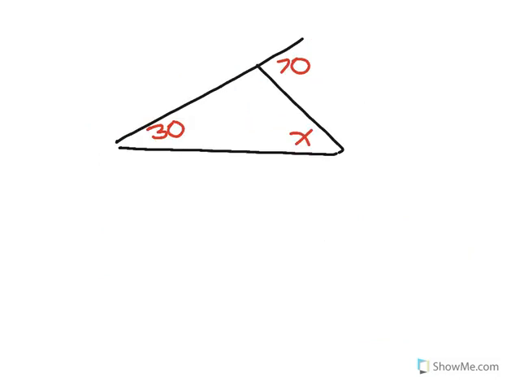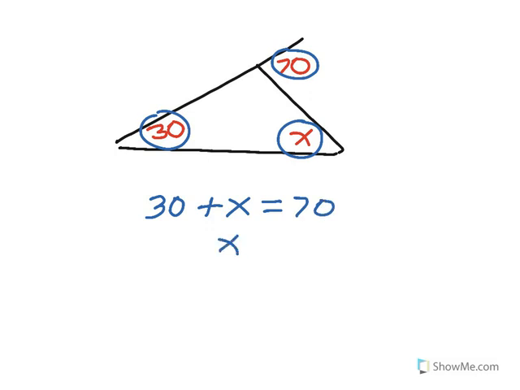So one last little example. In the drawing that I have here, I have an exterior angle of 70 degrees, and I need to find out what x is. So I know that this angle of 70 has to be equal to the sum of these two. Okay, so I know that 30 plus x has to equal the 70, so that x has to be 40 degrees. Anyway, let's look at one more example.